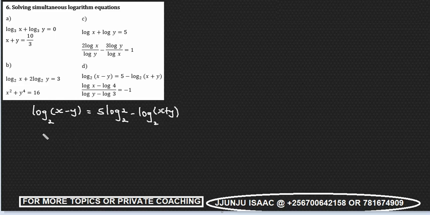So now we can see that this is going to be log base 2 of (x minus y) equal to, now when this 5 goes this side, it will be 2 to the power 5, and 2 to the power 5 gives us 32 here. So that is going to be log base 2 of 32, then minus log base 2 of (x plus y).